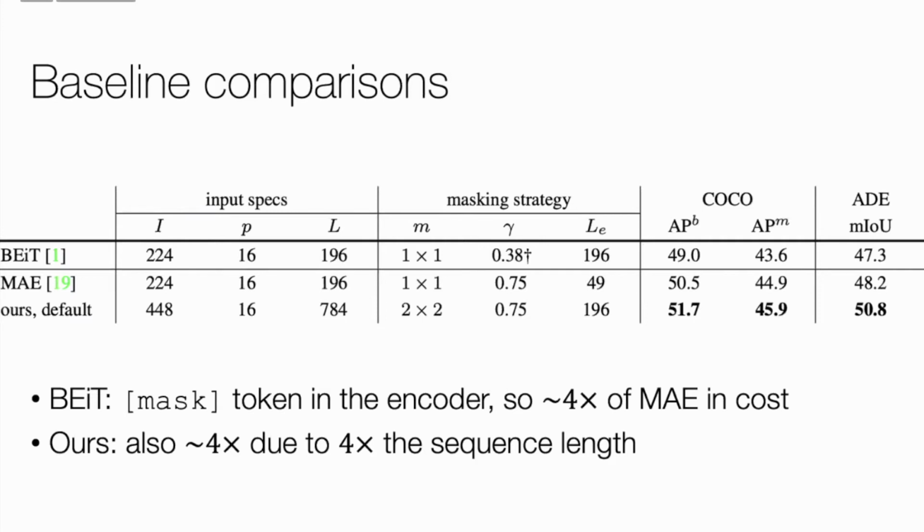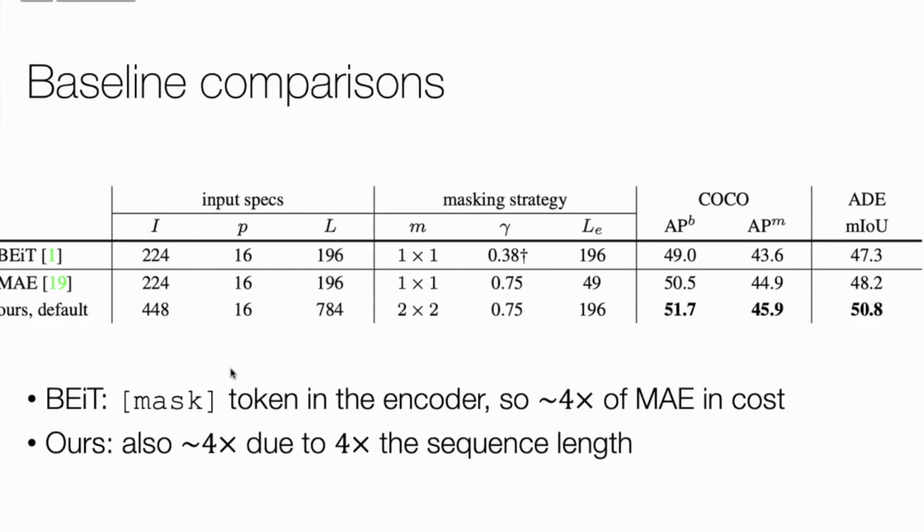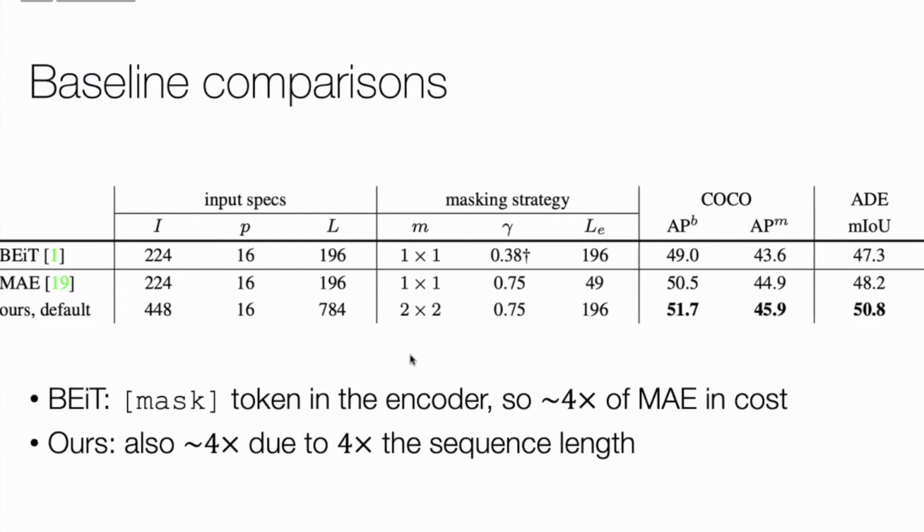For the baseline comparisons, we show this table. We have the MAE baseline in the middle. We also included BEiT, another work concurrent to MAE that includes mask tokens in their encoder. Because we mask 75% of the tokens, this results in 4x of MAE in terms of encoder computation cost. In our case, we also have roughly 4x because we have 4x the sequence length. And you can see that, different from BEiT, which works a little bit worse than MAE, in our case we see quite noticeable gains compared to MAE for these two tasks.